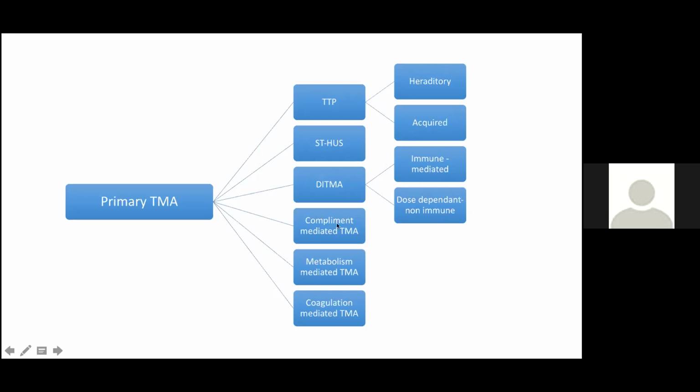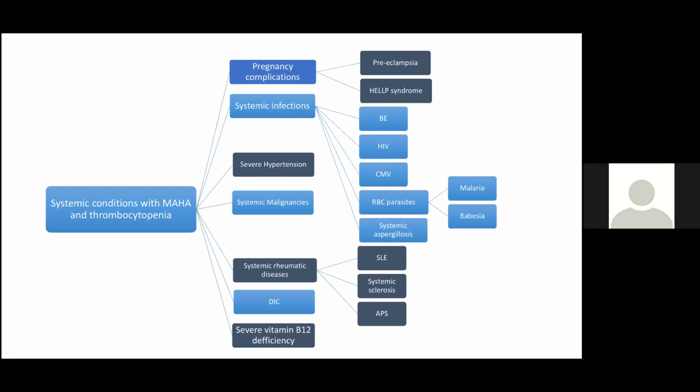And there is another variety, complement-mediated thrombotic microangiopathy. Drug-induced ones are less common, and these two are, of course, very uncommon. You can see complement-mediated thrombotic microangiopathies in clinical practice, though rare. Now, those are the types of primary thrombotic microangiopathies. Then the other category is systemic conditions with MAHA and thrombocytopenia. We all know these things.